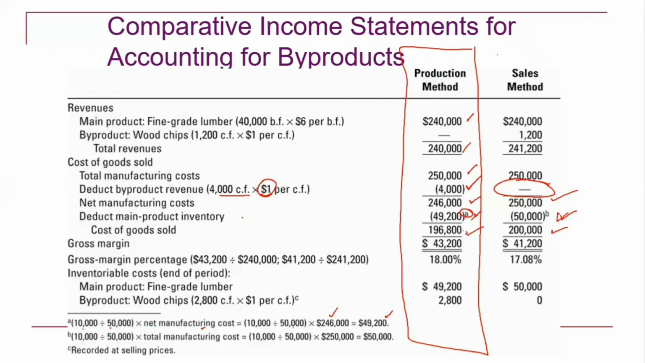Ay, cost of goods sold pala, gross margin agad. And then the gross margin is the difference between the revenue and your cost of goods sold. So 43,200, 41,200. So may difference po sila. Pero pagdating po dito, yung main product po, yung inventory natin, 49,200. 50,000 kapag sales method. Hindi po kasi tayo nagre-recognize sa inventory ng byproduct, kaya 0 po dito at ito ay $2,800.